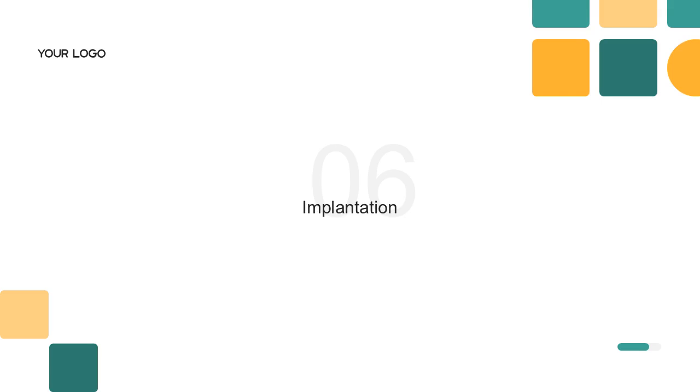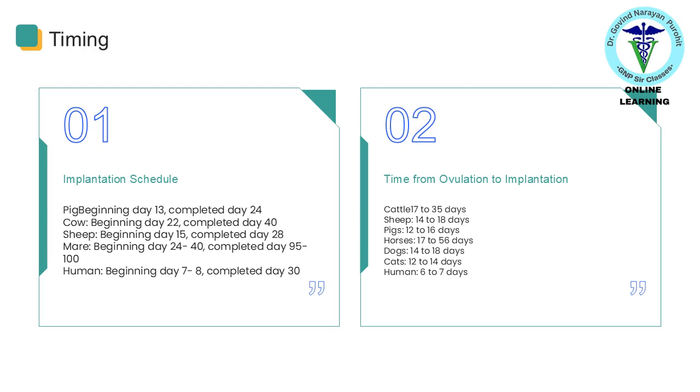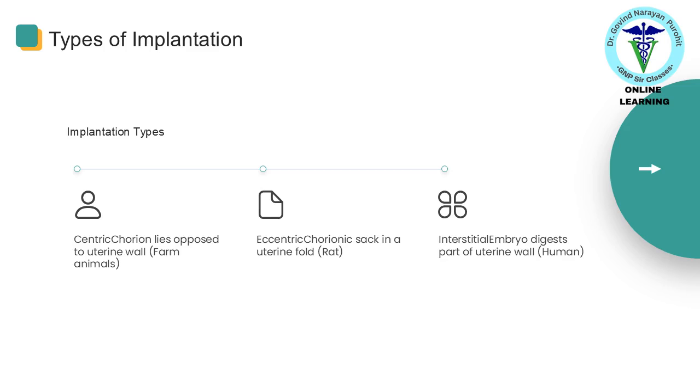Implantation is the next critical phase in pregnancy, where the embryo attaches to the uterine wall. The timing of implantation varies across species. For instance, pigs begin implantation on day 13, while humans start between days 7 and 8. There are different types of implantation. Centric implantation is common in farm animals, eccentric implantation occurs in rodents, and interstitial implantation is seen in humans.